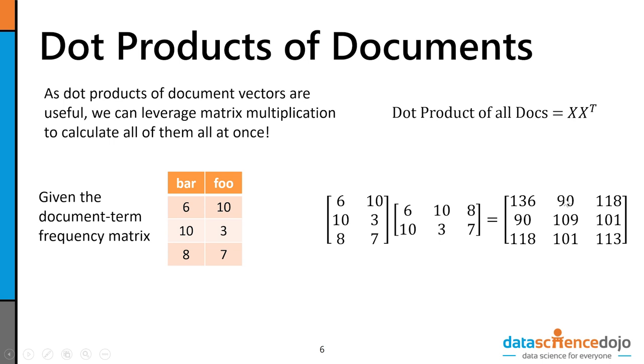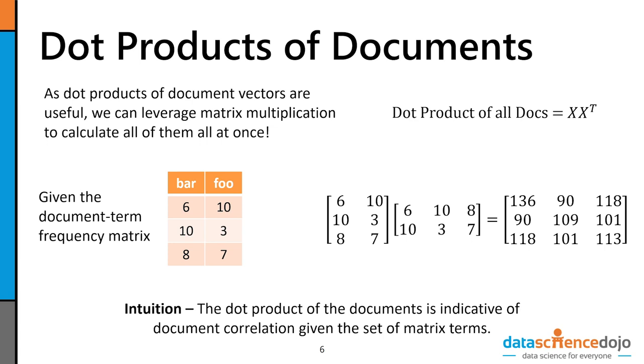And notice that we'll recognize some of the numbers in here, right? The 90s and the 118s and the 101s. So this row right here represents the dot product for document one. The dot product of document one with itself is 136, but it's only 90 with document two, and it's 118 with document three. And we saw those calculations on the previous slide. That's how these all line up. But now I can start looking at the matrix all up and start understanding higher level patterns between the correlations between the documents in my matrix.